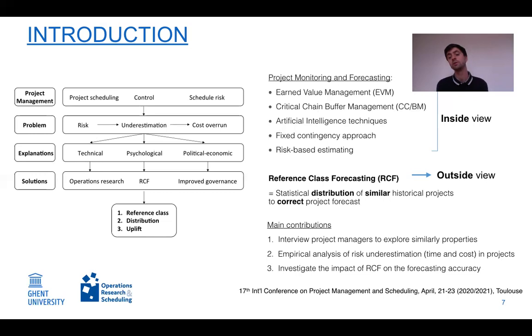Secondly, we're going to do an empirical analysis of this so-called risk underestimation in terms of cost overruns and delays based on empirical projects collected from these project managers. So we're going to ask ourselves the question, is it indeed true that there is a systematic underestimation of risk? And finally, we will investigate the impact of reference class forecasting as a technique to improve forecasting accuracy.